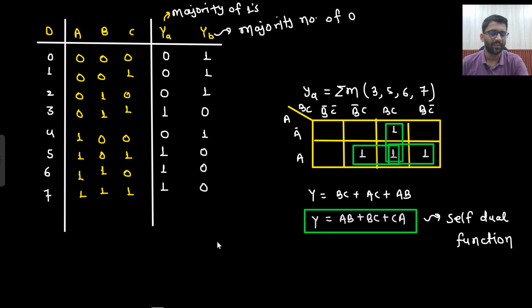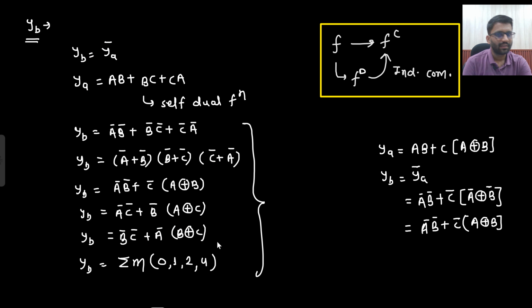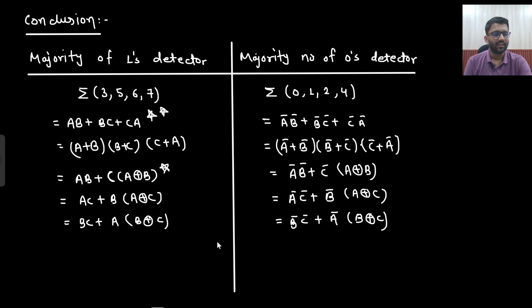Okay, that's it. This is AB plus BC plus CA, and there are more expressions that I know: (A plus B)(B plus C)(C plus A), or AB plus C (A XOR B), AC plus B (A XOR C), BC plus A (B XOR C). Okay, and same for the dual. It is a self dual function, so this thing happens. So this is a very important function. That's why we are dealing with it here.